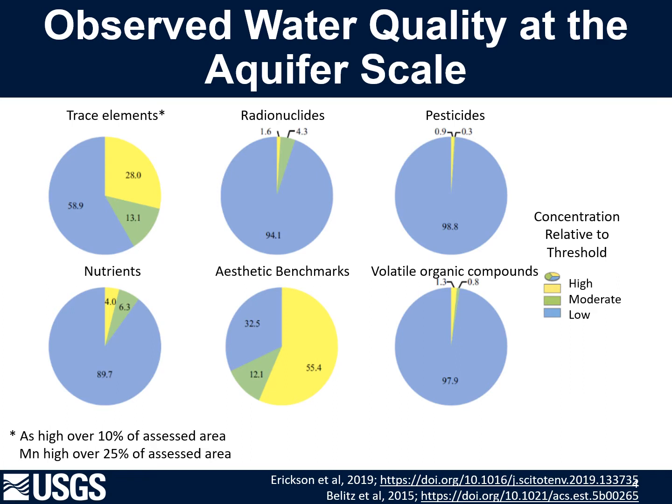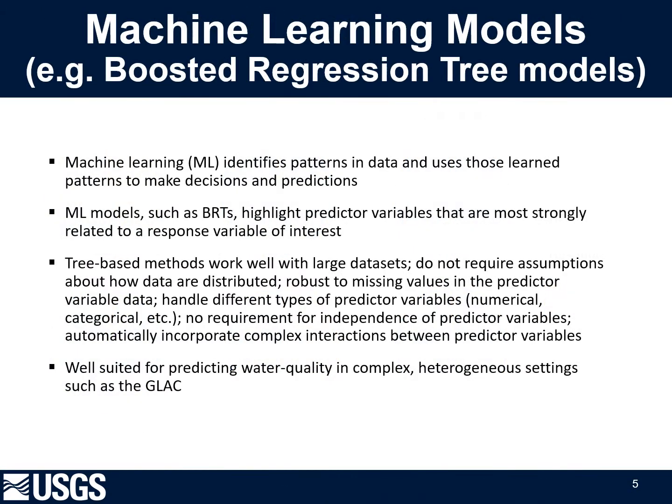health or aesthetic benchmark. If we look at these pie charts, we see that trace elements are the only constituents that occurred at high concentrations across a substantial portion of the glacial aquifer system, with arsenic at high concentrations in over 10% of the assessed area and manganese in high concentrations at over 25% of the assessed area. So there was interest in modeling and mapping the probability of high concentrations of arsenic or manganese throughout the glacial aquifer system in 3 dimensions, and a machine learning approach was utilized.